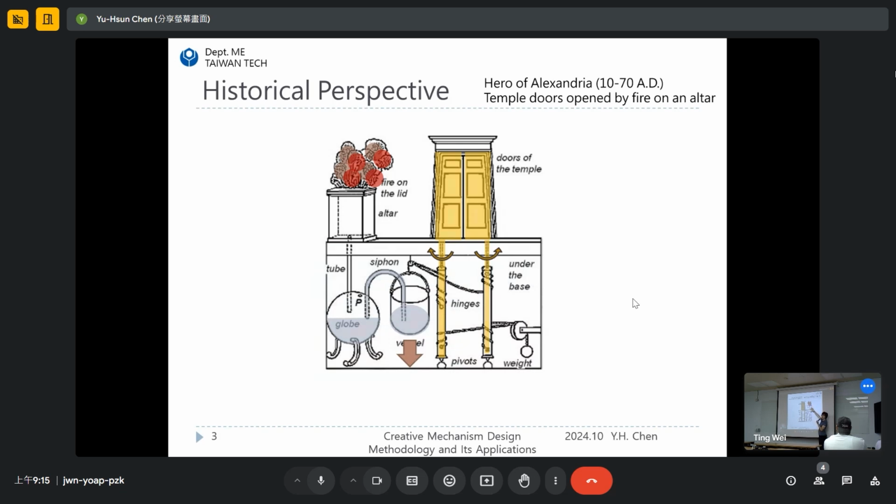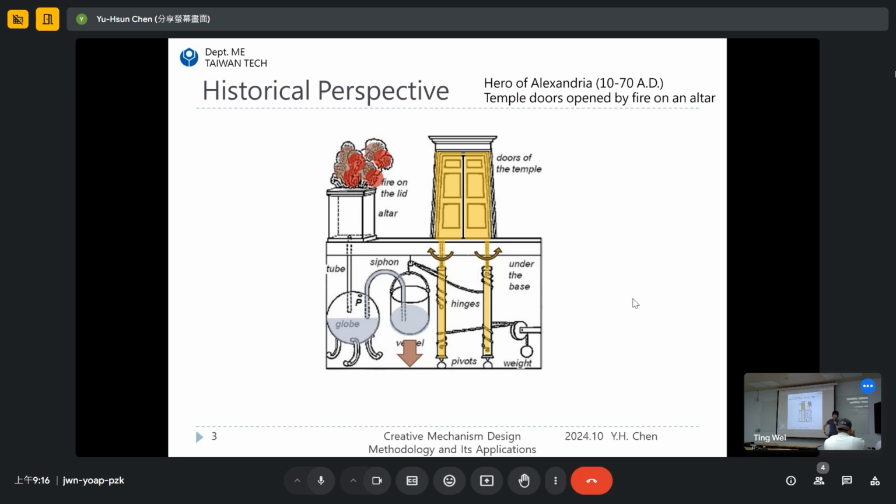volume of the air will increase, and then the water will be pulled outside to the basket, and then there is a weight. Once the basket is heavier than the weight, the basket moves downward, and then what will happen? Here is a chain, and they wrap it around the pillar. So once the basket moves downward, the pillar will rotate to open up the door of the temple.